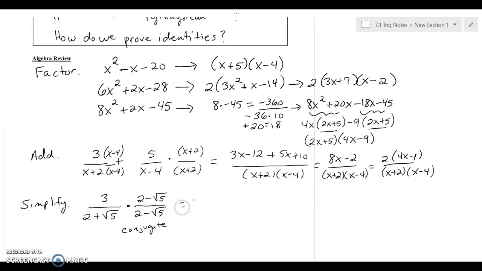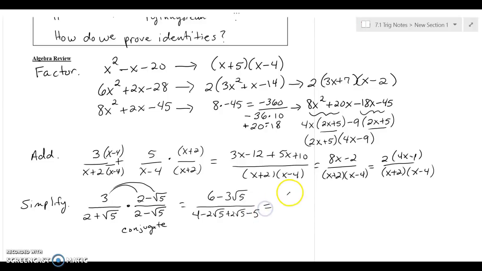And when we do that, we multiply the 3 times the 2 and the 3 times the negative square root of 5. So we get 6 minus 3 square root of 5 over, and then we have to FOIL or distribute. We have to take the 2 times the 2, which is 4, 2 times the negative square root of 5, which is negative 2 square root of 5, square root of 5 times 2, which is positive 2 square root of 5, and positive square root of 5 times negative square root of 5 would be negative square root of 25, but that would just be negative 5.